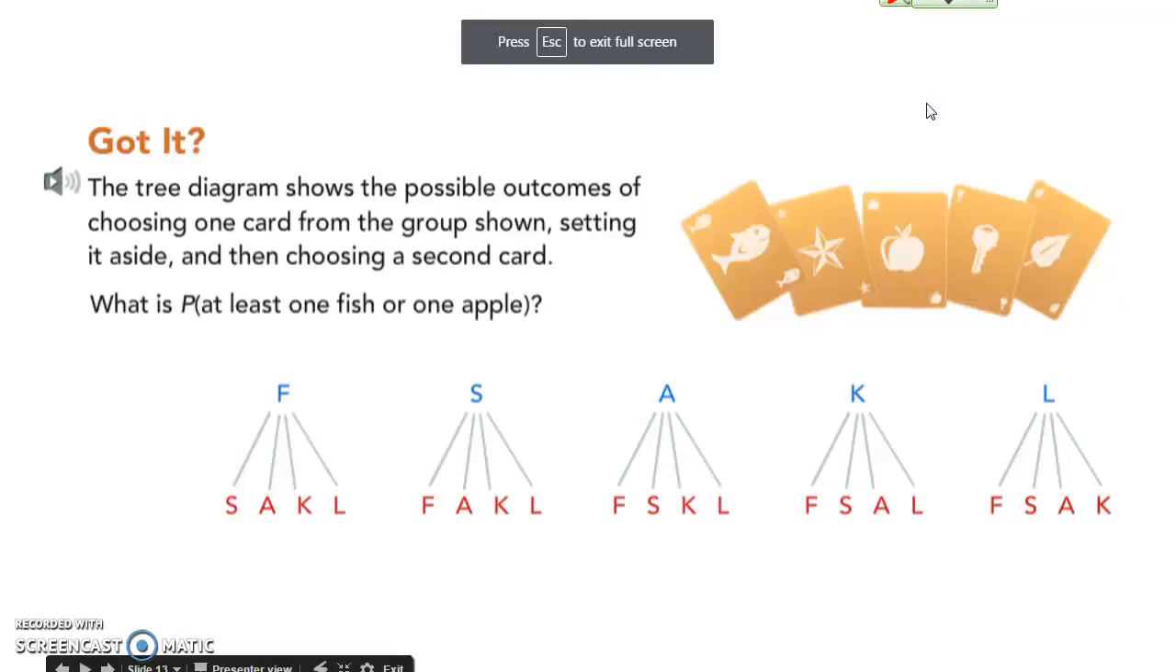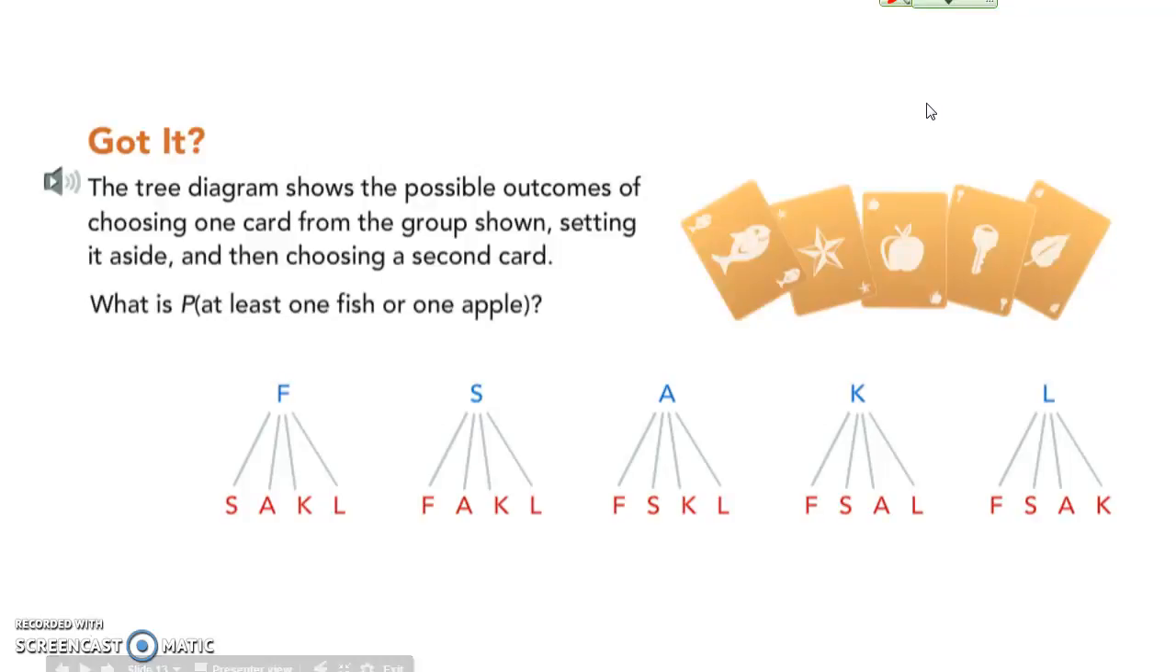Alright, last bit to cover on this compound events, counting outcomes stuff. Here we have an example. The tree diagram shows the possible outcomes of choosing one card and then setting it aside and choosing a second card. So is this independent or dependent? This is dependent.